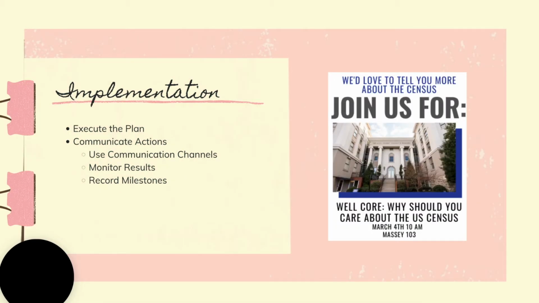So here's what it looked like for us. With the simplest example I can give, the WellCore events we held. We executed our plan, sharing information about the census, all while updating students on when our next WellCore event would be. During convocations, we measured the number of students present, and we always made sure to post on our socials how great of a turnout we had, communicating to our publics that we, 1, appreciated their attendance, and 2, there would be more opportunities to attend and get involved. The fourth and final step is evaluation.